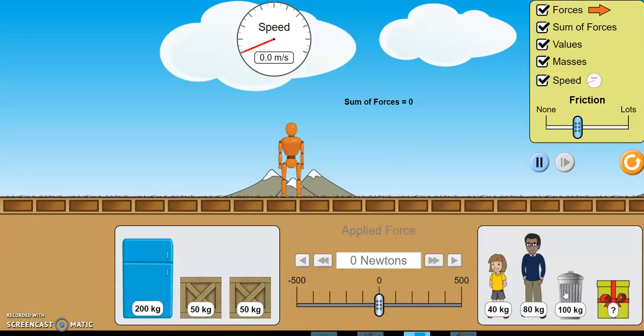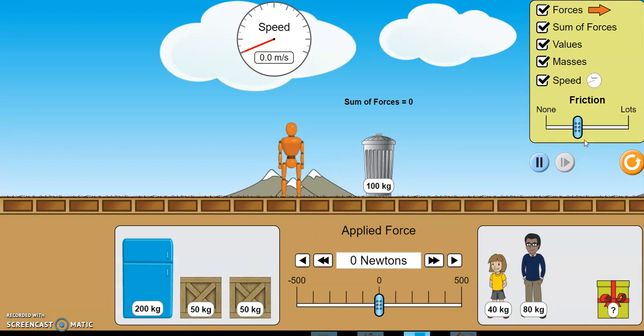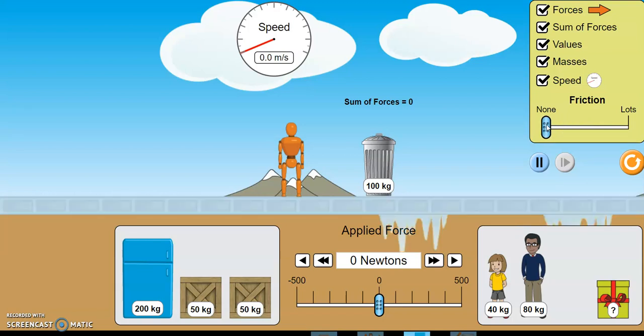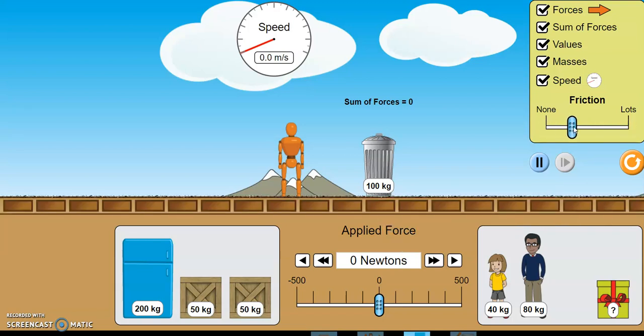So you can put the box away. I'm going to grab the trash can. Now the surface, I can change the friction. So I'm just going to set the friction here. Notice you can see the surface changes. There's no friction to a lot. Depending on where you put the slider, it's going to change the mu value, right? The coefficient of friction. And now I can take my guy and I can start to push him.